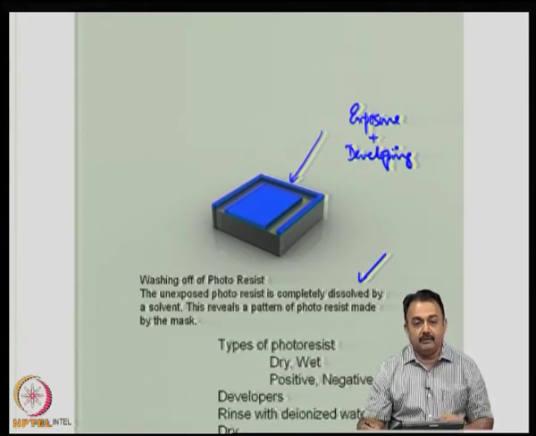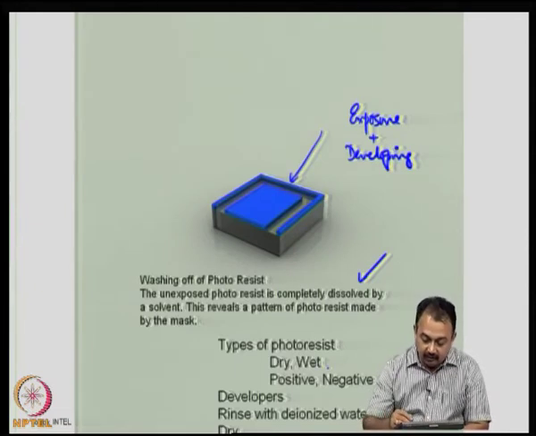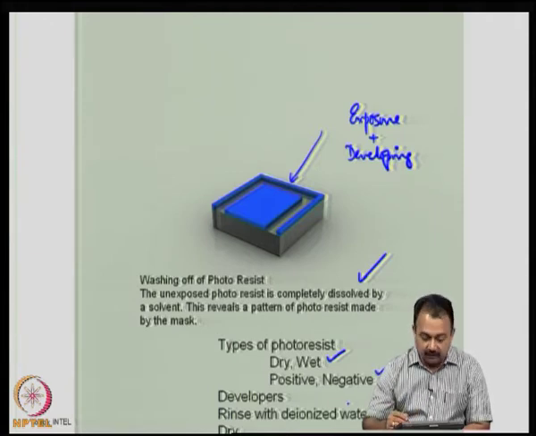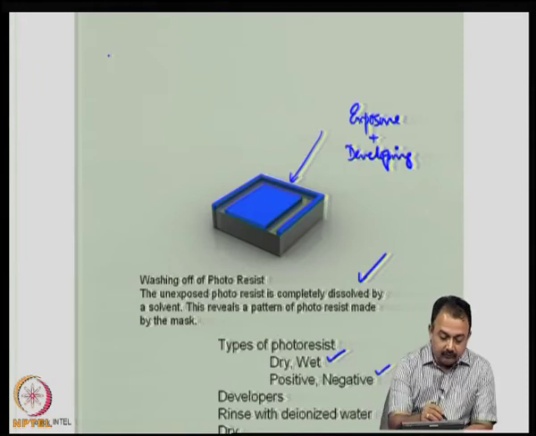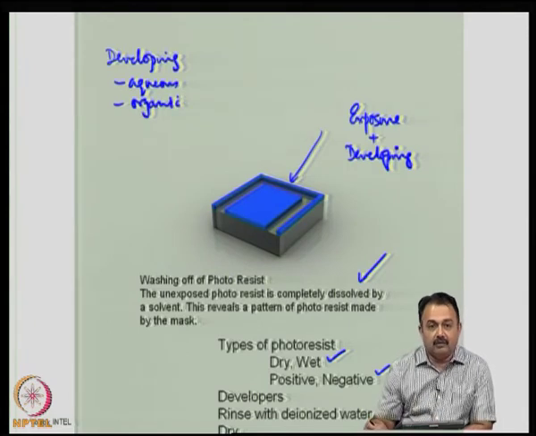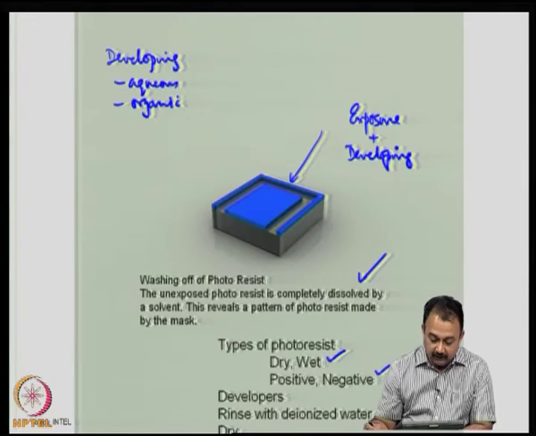Now, the types of photoresist can be dry or wet, it can be positive photoresist or a negative photoresist. Developers, the developing material or the developing chemical can be aqueous, they can also be organic, but organic solvents need to be environmentally friendly.